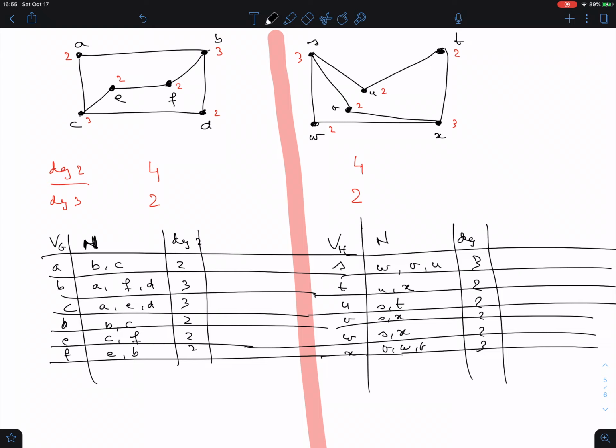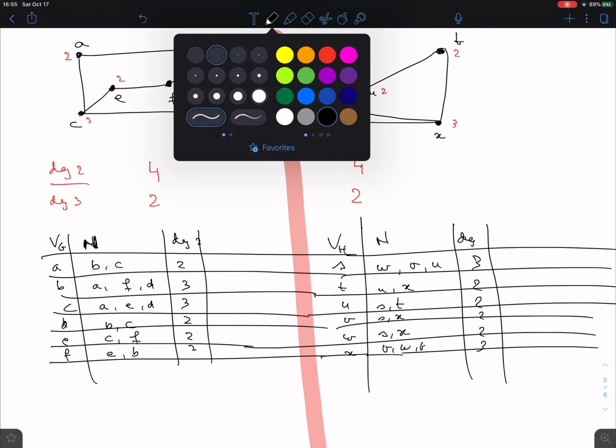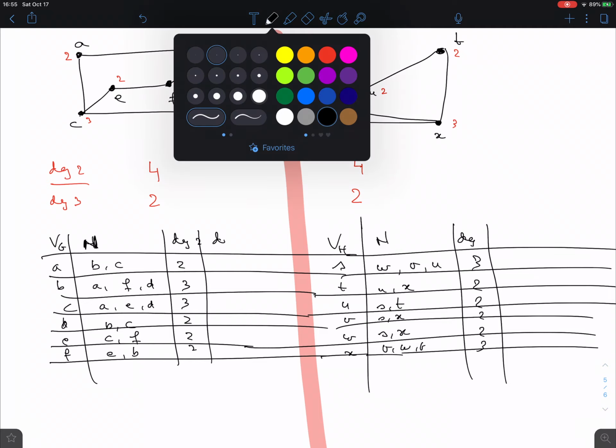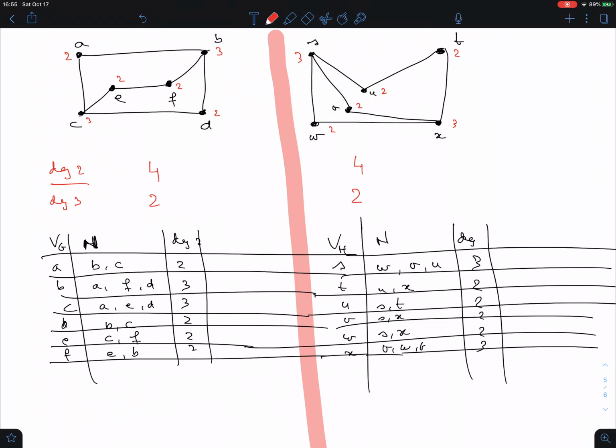So I now know that the degree 3 vertices on the left, B and C, have to be sent to S or X. Which way, I don't know yet. But let's now list what I called the degrees of the neighbors.